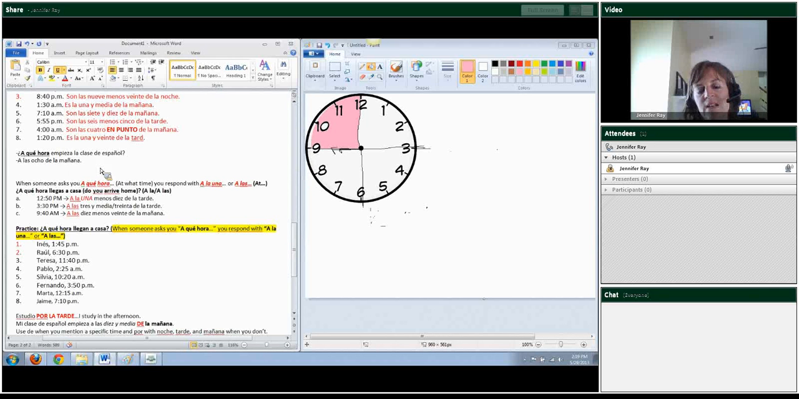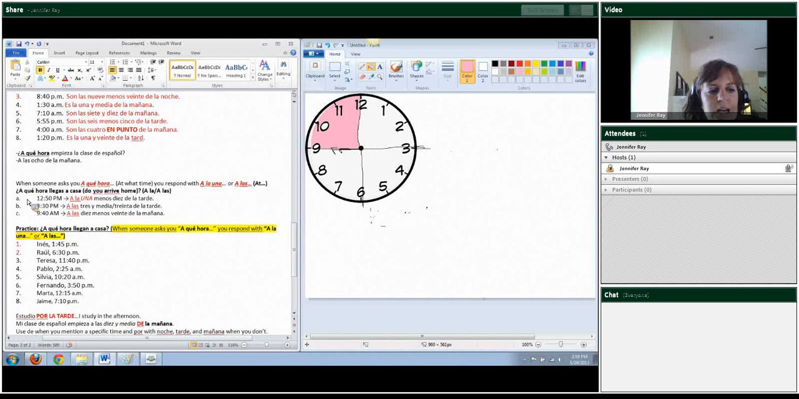So if someone asks you at what time something starts or ends, etc., you can't use es la and son las, because those are saying what time it is. You have to say at, and that's where the a comes into play. And for when someone asks you a qué hora, the same rules apply. You want to be singular with one. If it's 1 in the afternoon that something is starting, you say a la una. For any other time, you say a las dos, a las tres, etc.